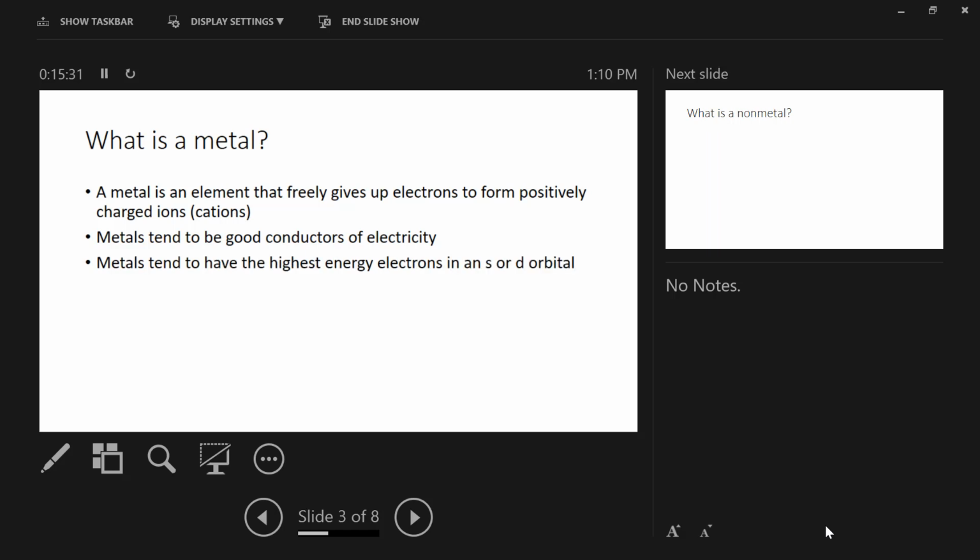Last way we'll define a metal is this way. Metals tend to have the highest energy electrons in an s or a d orbital. And at this point, you should have no idea what that means.